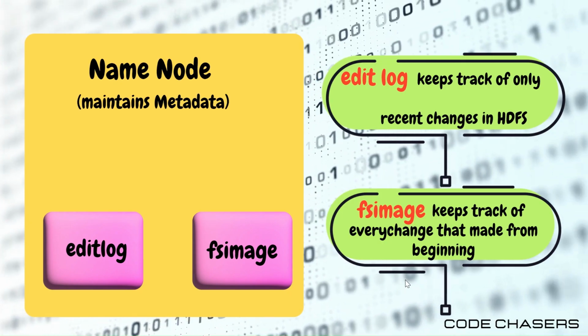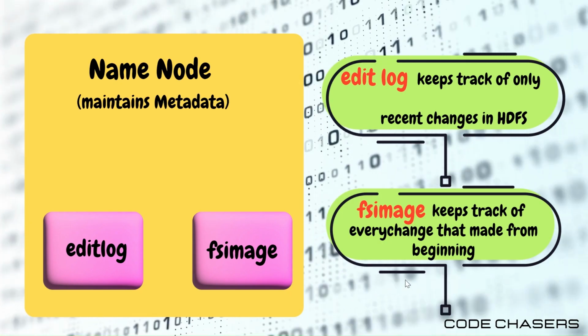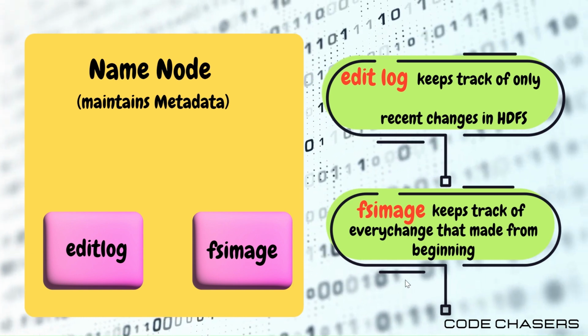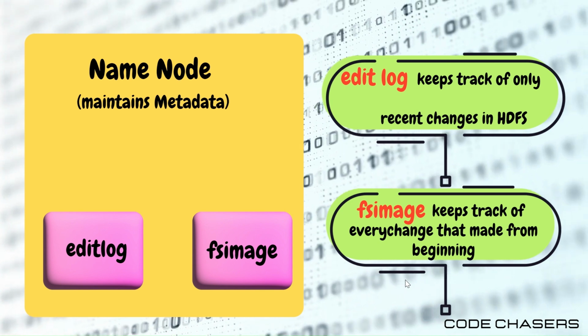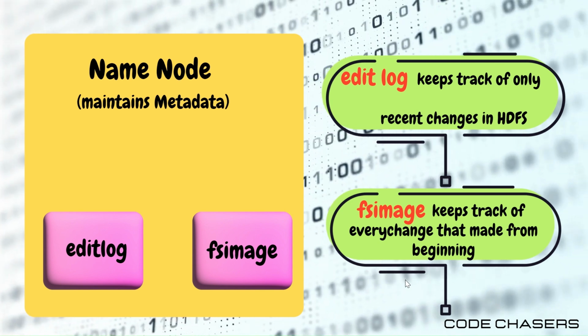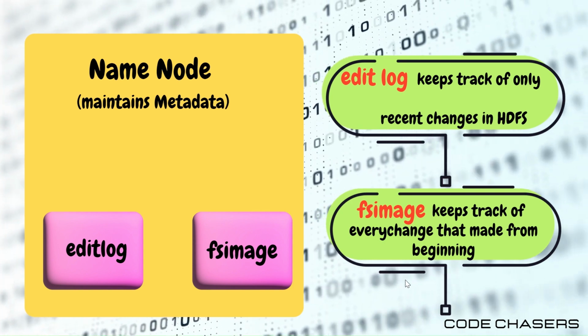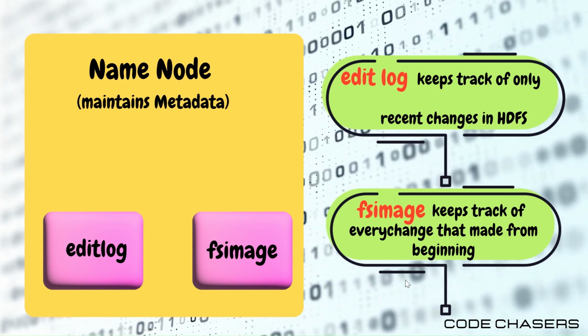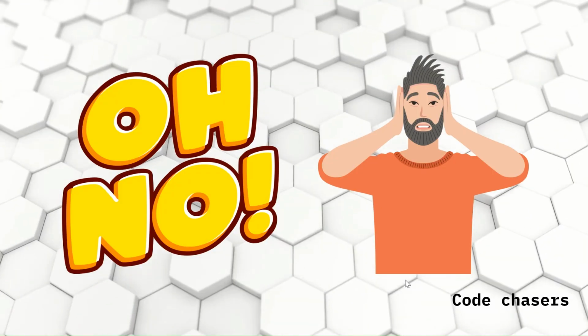Name node maintains metadata, right? Name node contains edit log and FS image. What do edit logs do? Edit log keeps track of only recent changes that happened in HDFS. FS image keeps track of every change made from the beginning. Till this point of our video, we came to know how important the name node is, right? What if the name node is damaged?